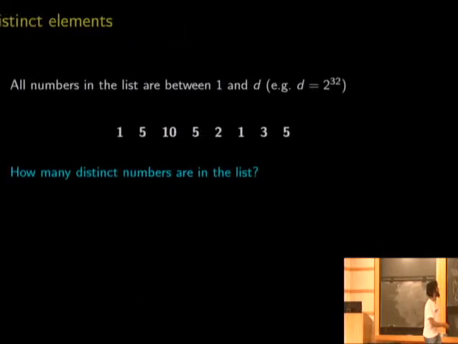Okay, so the distinct elements problem. That's the problem that I just showed you on the last slide with the router. What's the number of distinct IP addresses that I saw in the stream? I have a sequence of integers. There could be repetition, and each integer is between 1 and d. At the end of the day, someone asks me how many distinct integers are in this list. That's the problem.